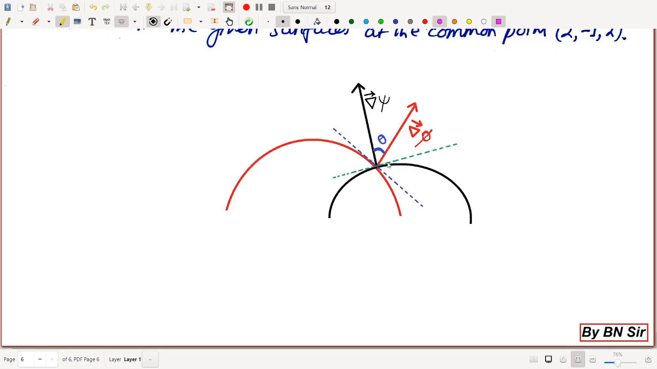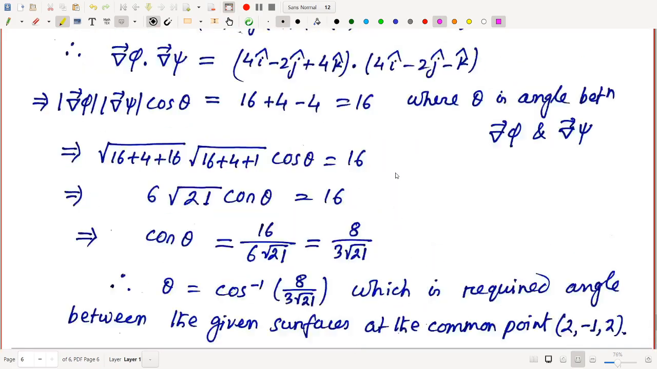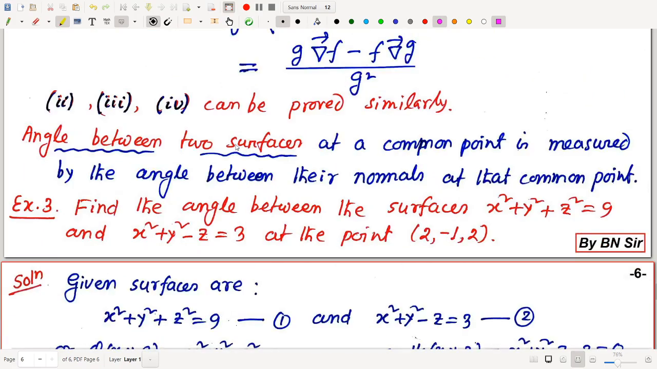But we know the normals to the surfaces are given by gradient of the corresponding scalar point functions. So that's why angle between the normals, that means grad phi and grad psi, will give us the angle between two surfaces. That's why in the definition also it is written angle between two surfaces at a common point is measured by angle between their normals at that common point.